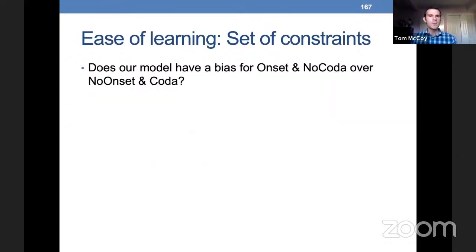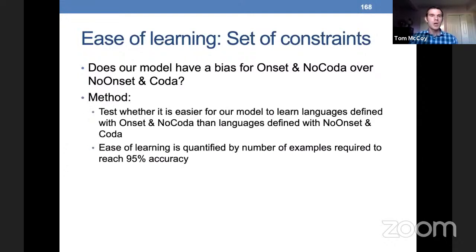So here we want to figure out whether our model has a bias for the correct set of constraints, onset and no coda, over the incorrect set of constraints, no onset and coda. And to test this, we will test whether it is easier for our model to learn languages defined with onset and no coda than languages defined with no onset and coda, where we quantify ease of learning by the number of examples that are required for the model to reach 95% accuracy on the validation set.